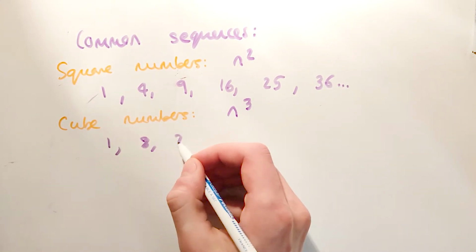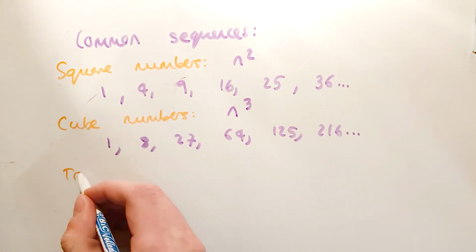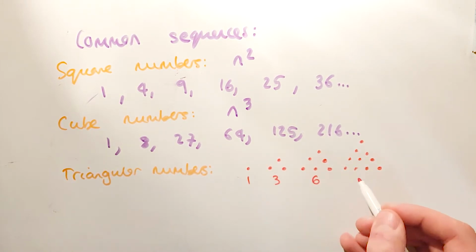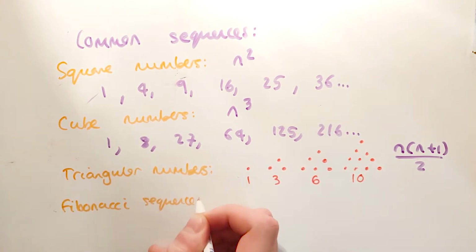The cube numbers are similar. A more complicated sequence is the triangular numbers. This can be thought of as the number of dots you'd need to make up an equilateral triangle with side length of the term number. Here's its nth term expression, which is a bit more complicated.